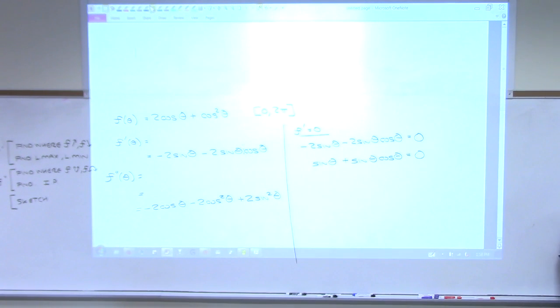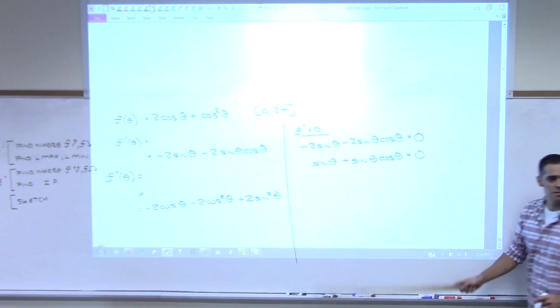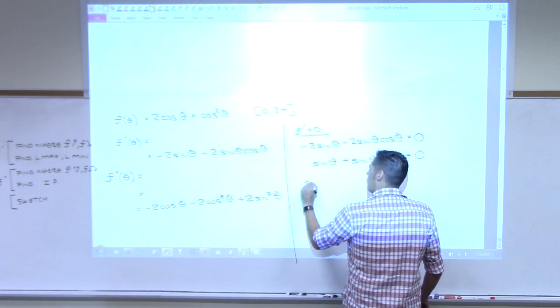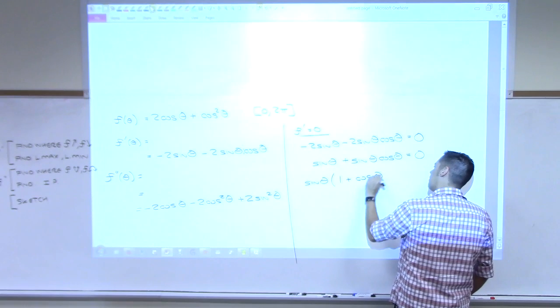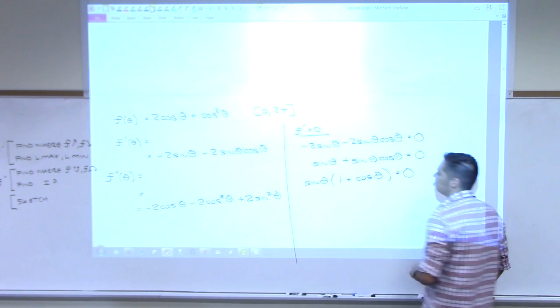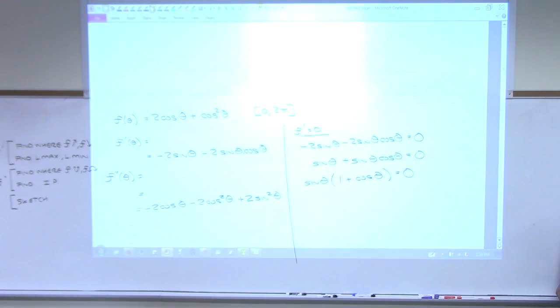Any suggestions on how I solve that equation? You pull a sine out. Factor a sine out. They both have sine, right? So factor a sine out. Sine theta pulls out. We get 1 plus cosine theta is left, equals 0. And that's nice. What just happened is really nice.